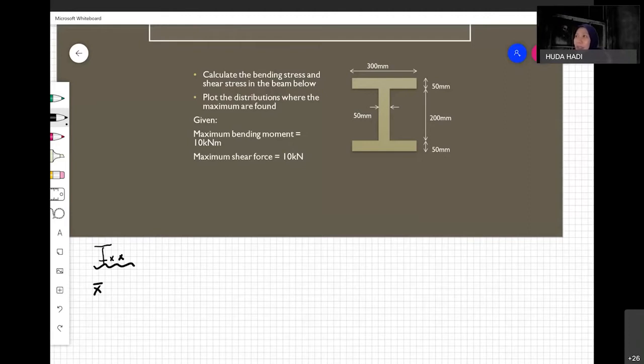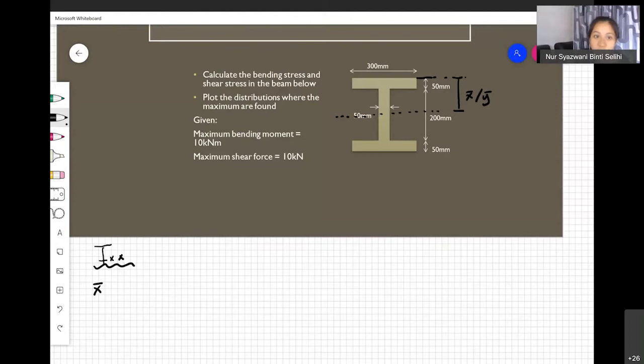Okay, I tanya kelas A, dia cakap Dr. Izzat namakan dia Y bar. Tak kisah, sama je. You boleh refer buku, ada yang tulis Y bar, ada yang tulis X bar. I panggil dia X bar. So sebenarnya you boleh agak kan dekat mana dia? The centroid. From the figure that you see there, the cross section, you boleh tahu kan kat mana centroid dia? Okay, berapa X bar? Or Y bar, whatever you want to call it.